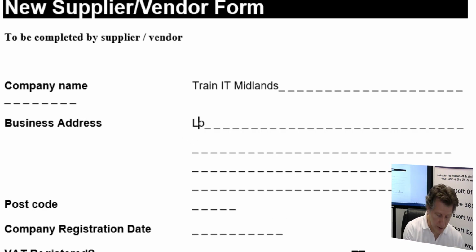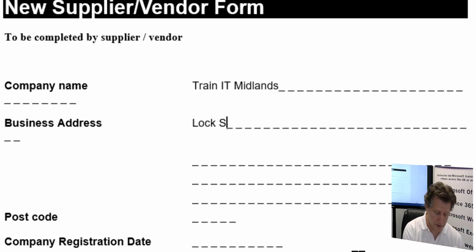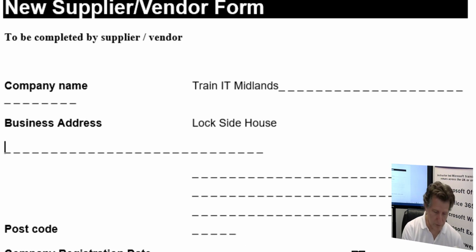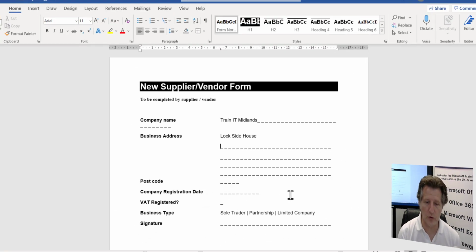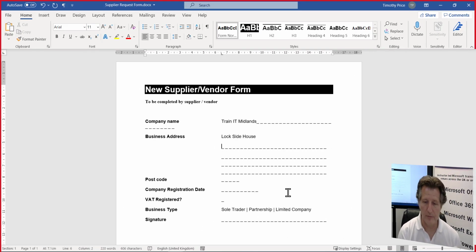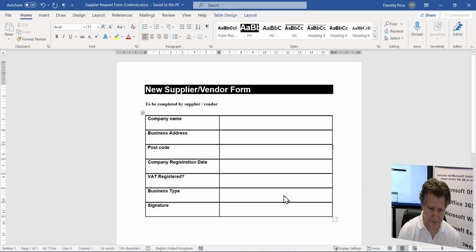So my address is, I can't even remember where I reside, Lockside House. There we go. Press enter. Okay, now I've got a tab in and complete car crash. So it's fine if they're going to print this form off and fill it in by hand, because at least they've got a guide as to where they're going to fill it in. So let's have a look at how we can do it more professionally.